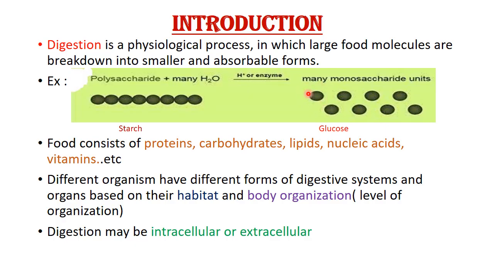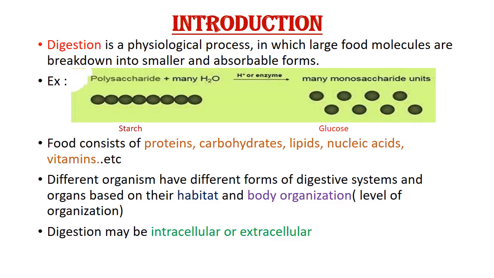This is called a catabolic process. Catabolism means complex molecules are converted into simpler molecules. In the same way, digestion takes place. Complex food molecules are broken down into simple absorbable forms, and that is called digestion.